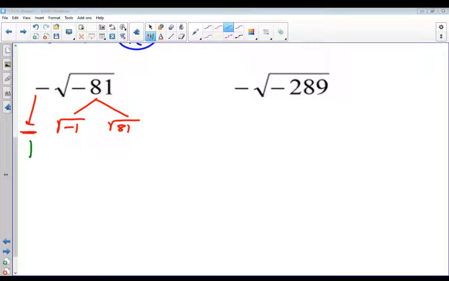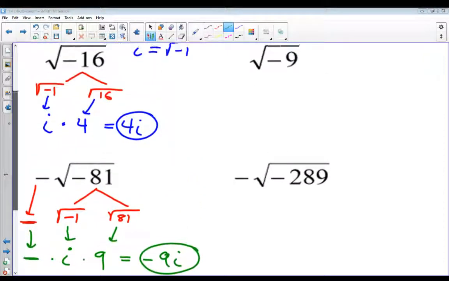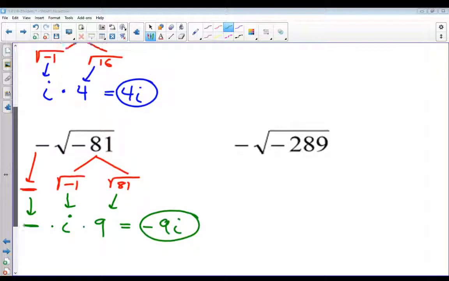So then when I do that, you still bring down the outside negative. This square root just becomes the imaginary number i, and the square root of 81 is a perfect root, which becomes 9. So you got a negative combined with an i combined with a 9, which becomes negative 9i. Easy peasy. So in other words, if there's a negative in the front, just ignore it and then just put it in the front as your final answer.